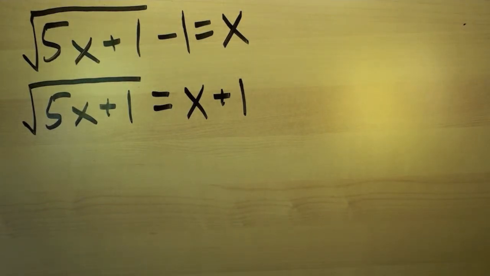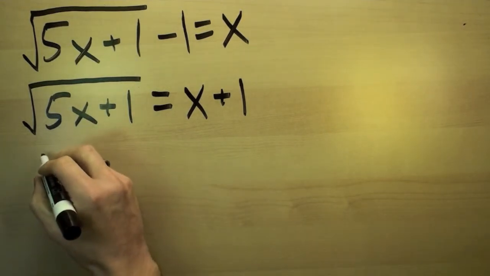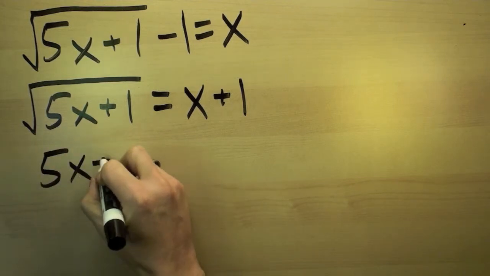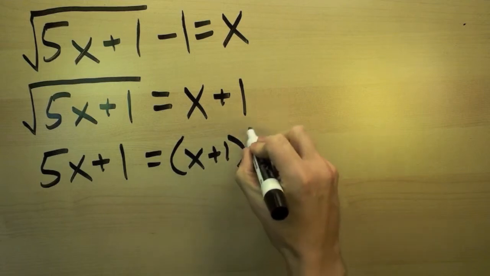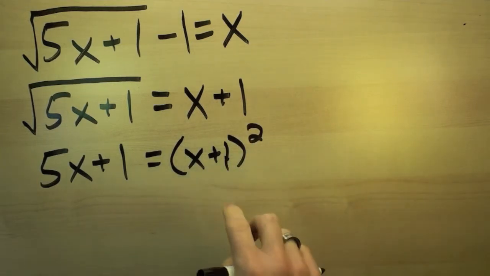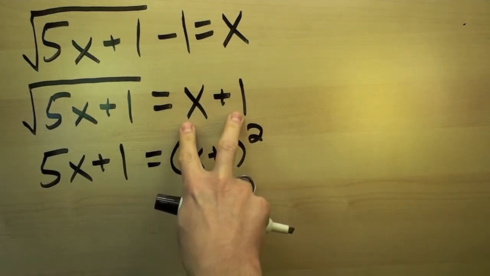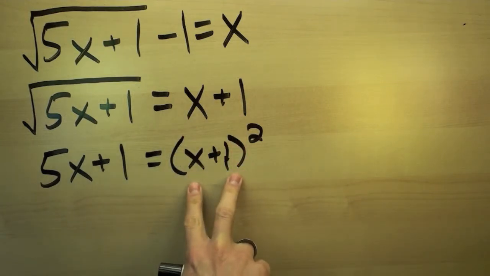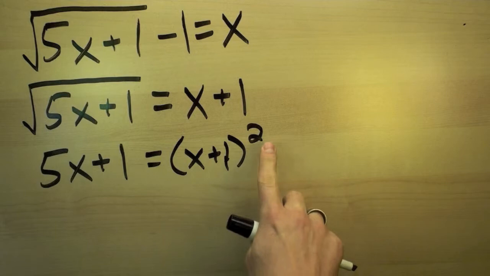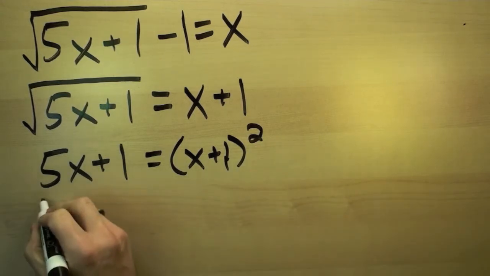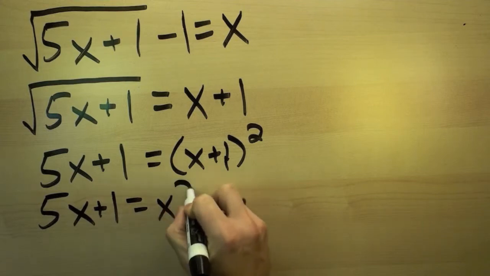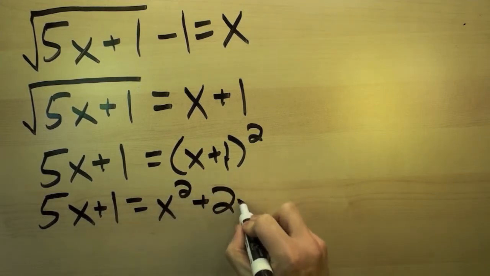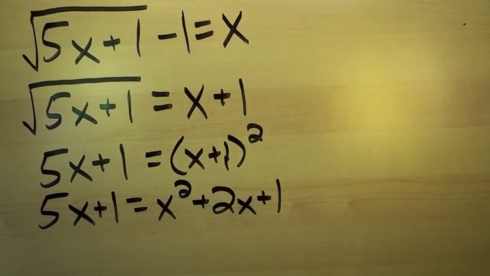Now, when we square both sides of this equation, on the left side, we're going to get 5x plus 1. And on the right side, we're going to get x plus 1 squared. Remember, we can't just square each term. It does not become x squared plus 1 squared. It becomes the quantity x plus 1 squared, giving us 5x plus 1 equals x squared plus 2x plus 1.